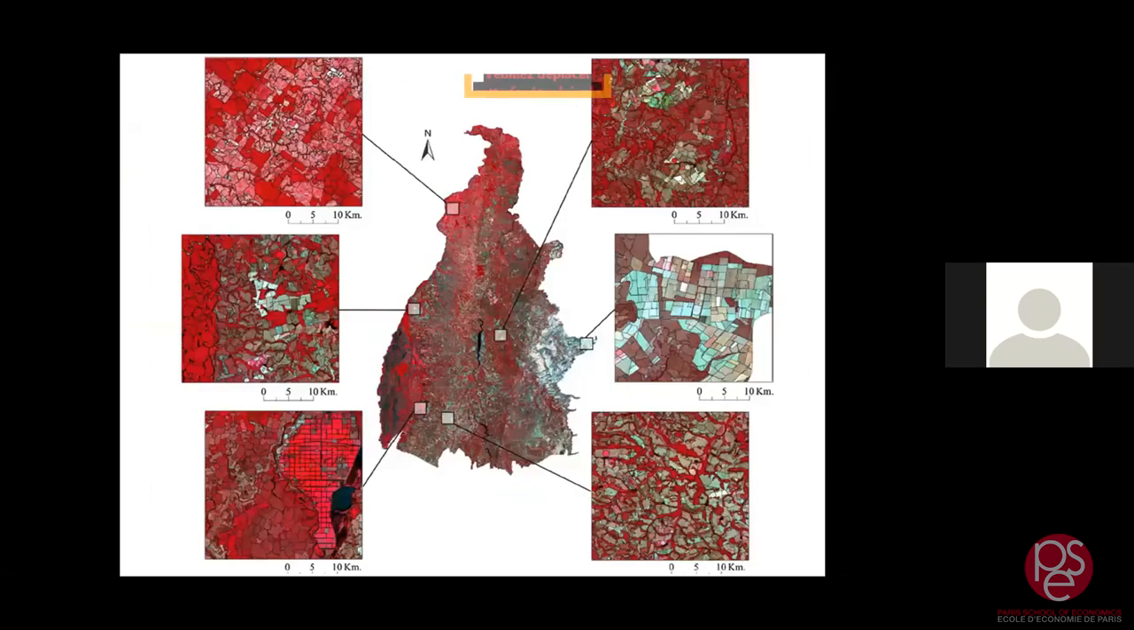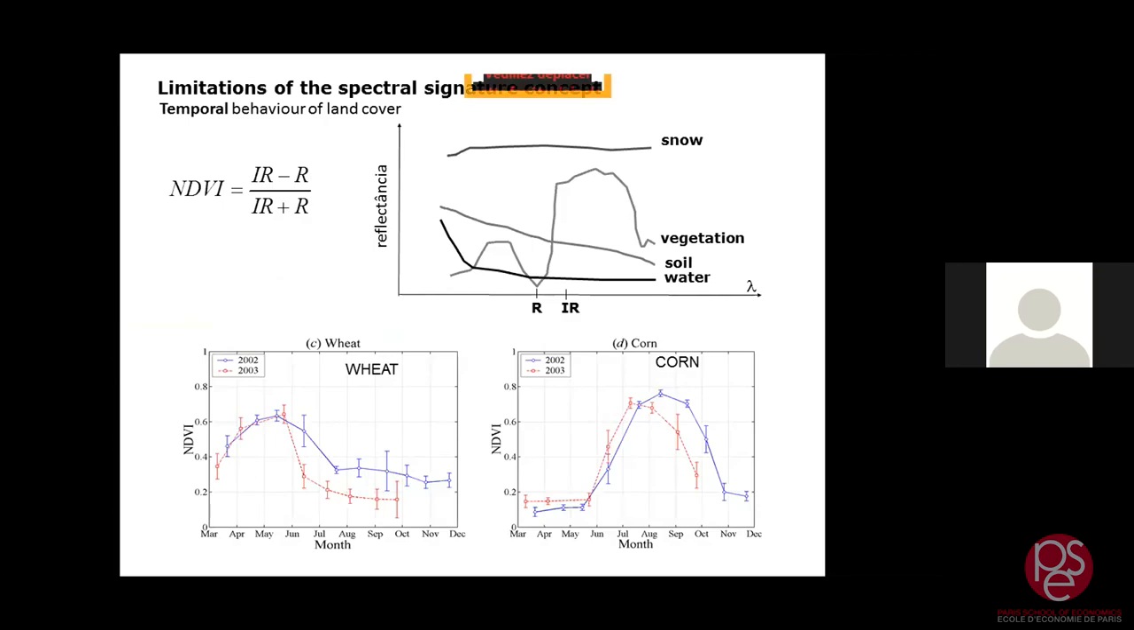Yes, perfect. So I'm working on coffee and I wanted to know if I can use NDVI for separating coffee areas from forest areas. I saw some articles and apparently it's a bit more complicated. Can you talk a bit about that?